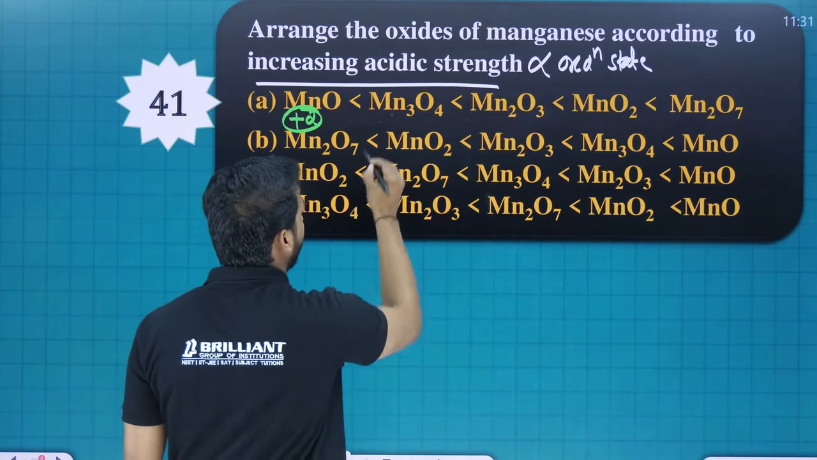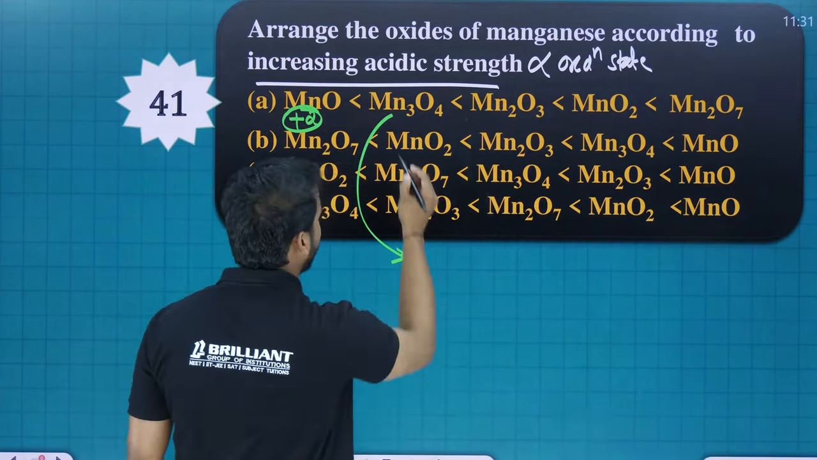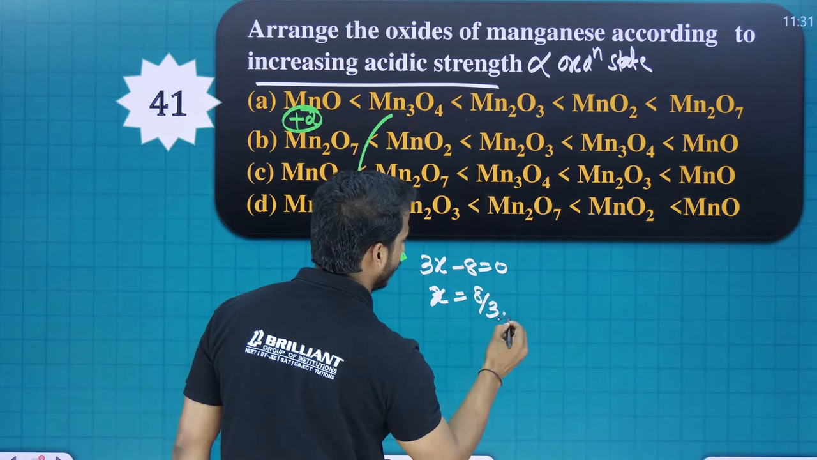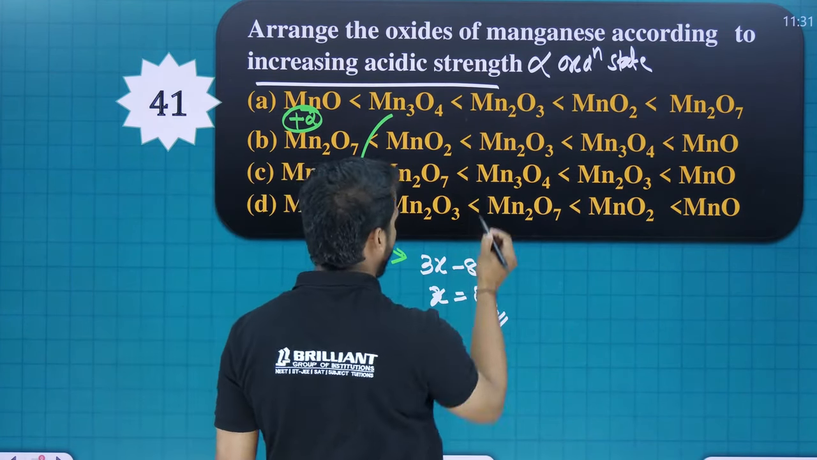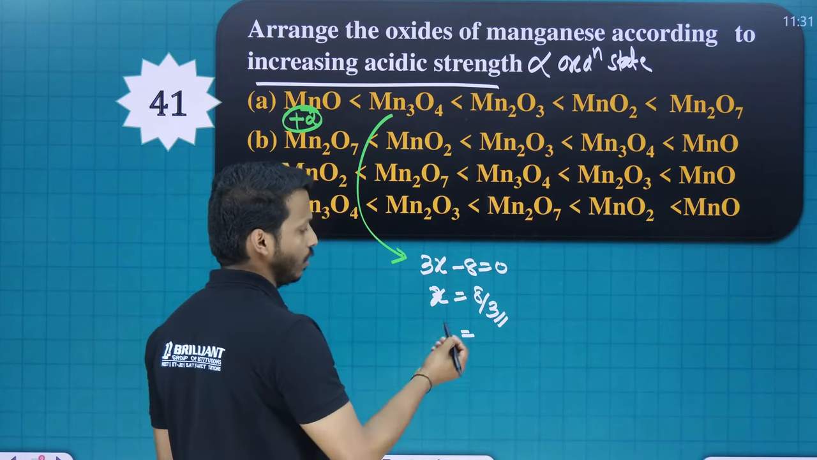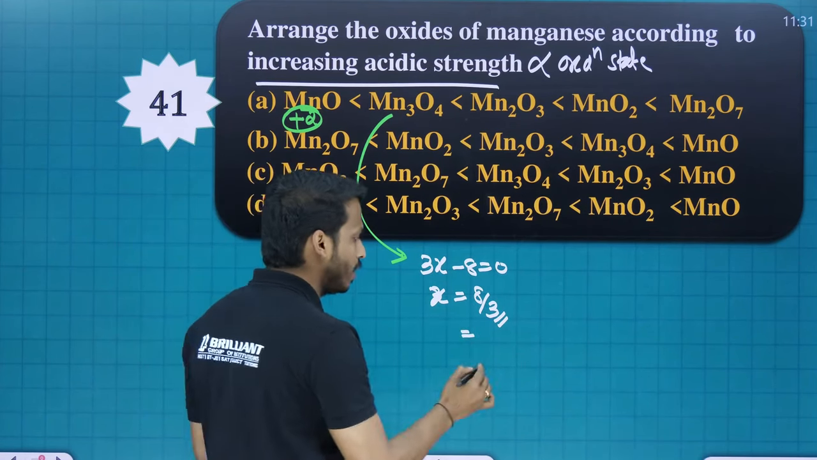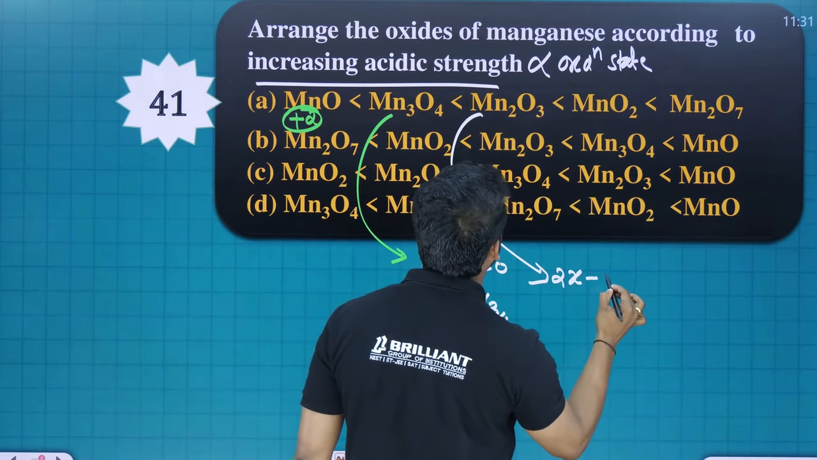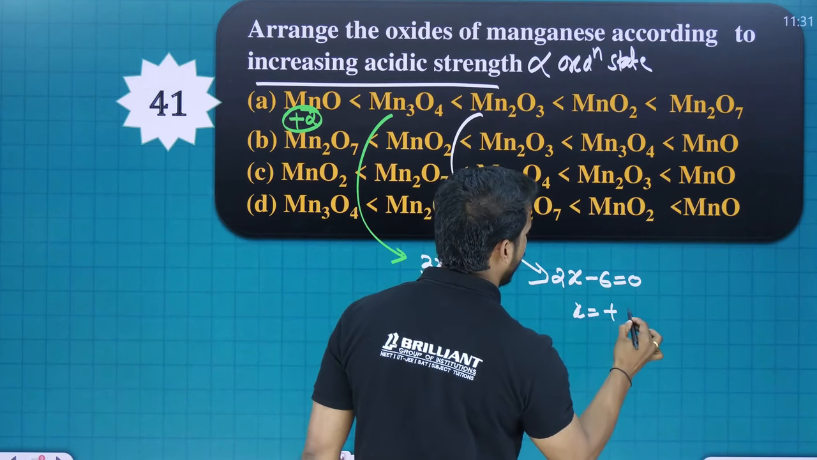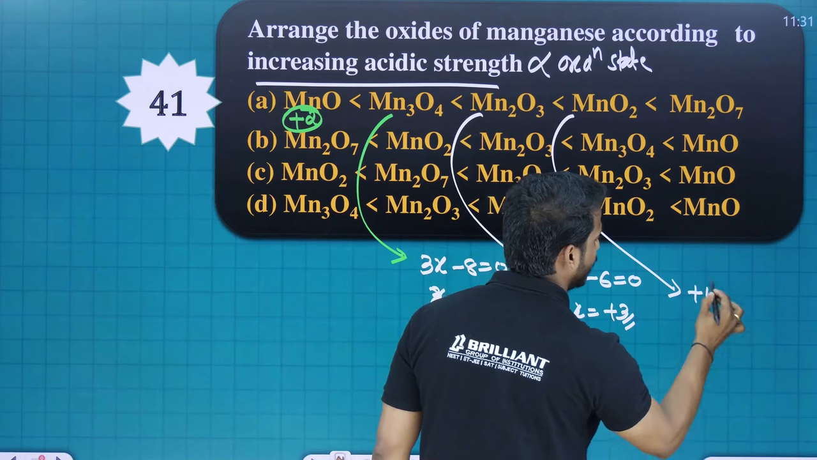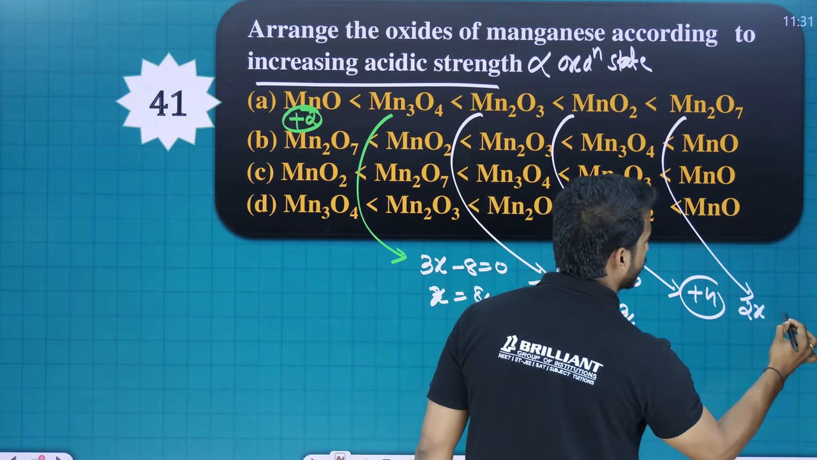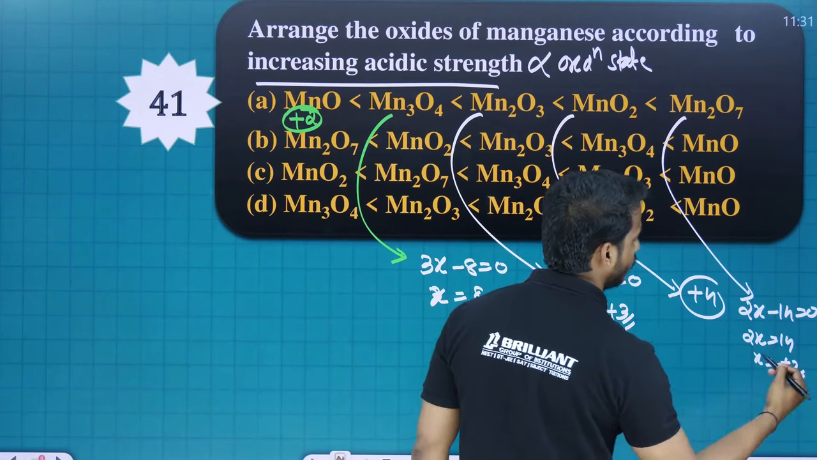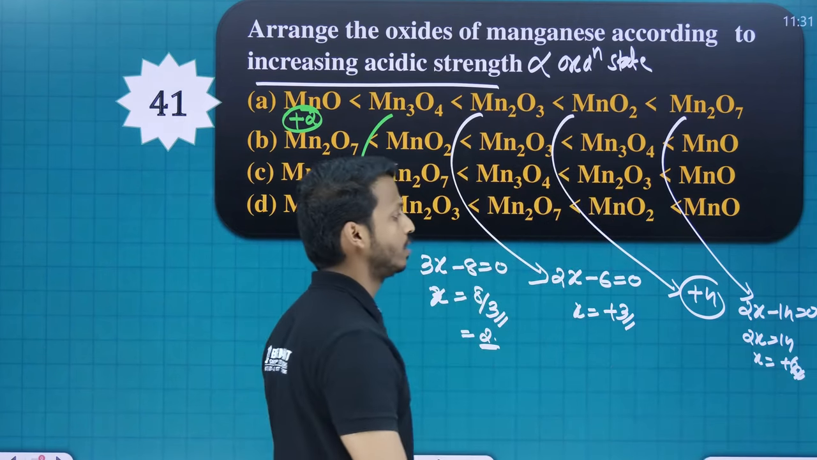What about Mn3O4? Mn3O4 means there will be 3 manganese, so 3x minus 8 equals 0, x equals 8 by 3, which is nearly 2 point something. The near value is enough. Now, Mn2O3 has 2 manganese, so 2x minus 6 equals 0, x equals +3. MnO2 means manganese is +4. Mn2O7: 2x minus 14 equals 0, so 2x equals 14, x equals 7. Sorry, it will be +7.